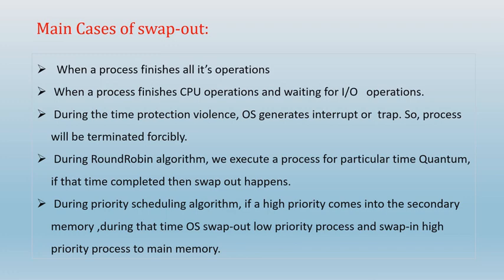When a process finishes all its operations, and when a process finishes CPU operations and is waiting for IO operations. During a protection violation, the OS generates an interrupt or trap, so the process will be terminated forcibly. During the round robin algorithm, we execute a process for a particular time quantum. If that time is completed, then swap out happens automatically. And during the priority scheduling algorithm, if a high priority process comes in while waiting in the secondary memory, the OS swaps out the low priority process and swaps in the high priority process to the main memory.